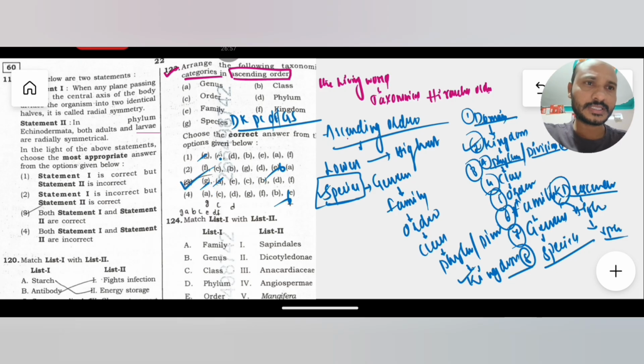Why? Because see here, C is order, and order is placed after family. So that's why the right answer is only G, A, E, C, B, D, F. By seeing this we will easily answer these questions.